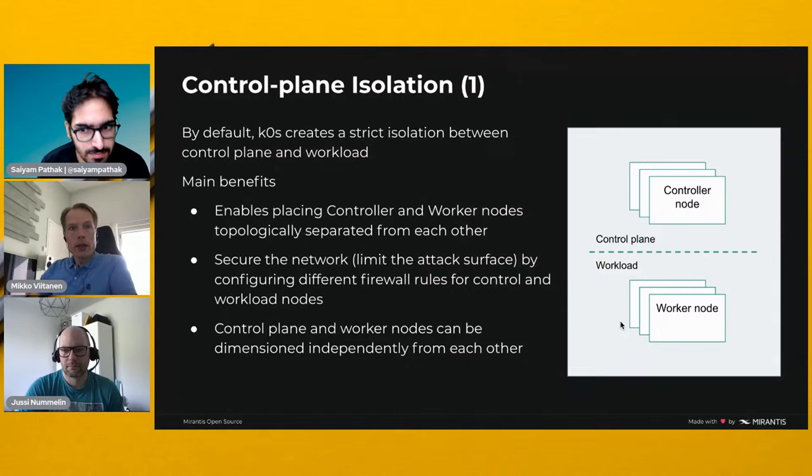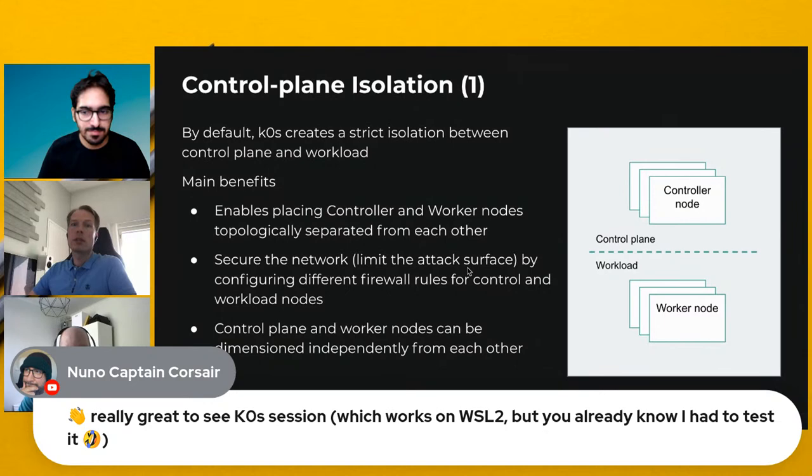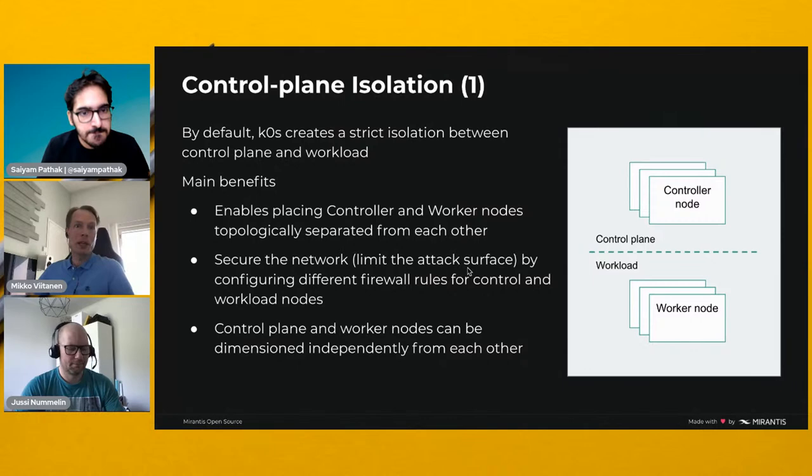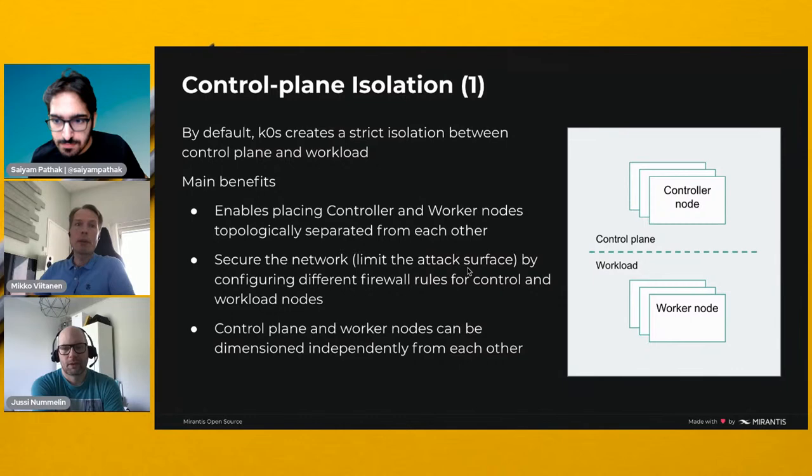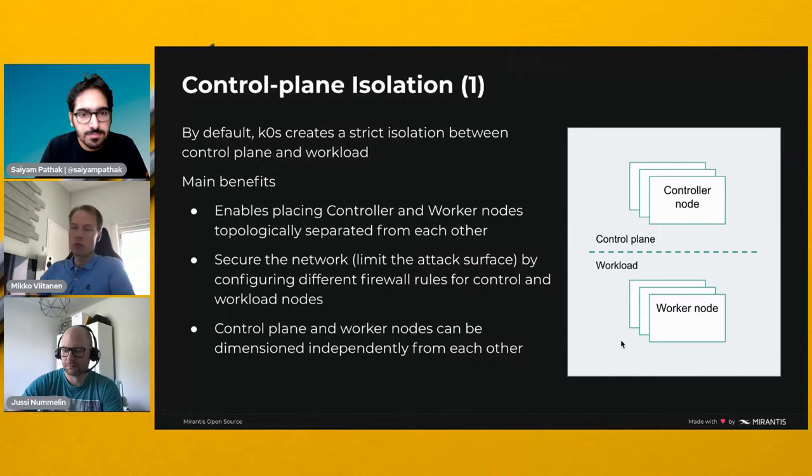One of the benefits is that it helps secure the network, in that you can have separate firewalls to limit the attack surface. The control plane can be configured to allow only the ports needed for cluster management, and on the other hand the worker firewalls can be configured with completely different ports that the applications need. And one more benefit is that you can scale those separately. When you need more CPU for your applications, you just scale the worker side, and the controller can probably stay the same.